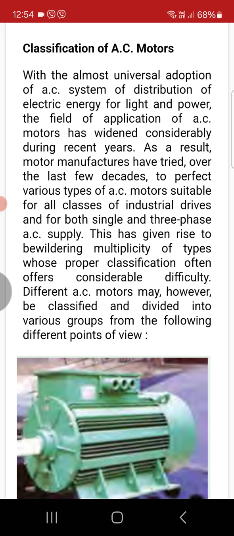With the almost universal adoption of the AC system for the distribution of electrical energy for light and power, the field of application of AC motors has expanded considerably during recent years. As a result, motor manufacturers have tried over the last few decades to perfect various types of AC motors suitable for all classes of industrial drives and for both single-phase and three-phase AC supplies.